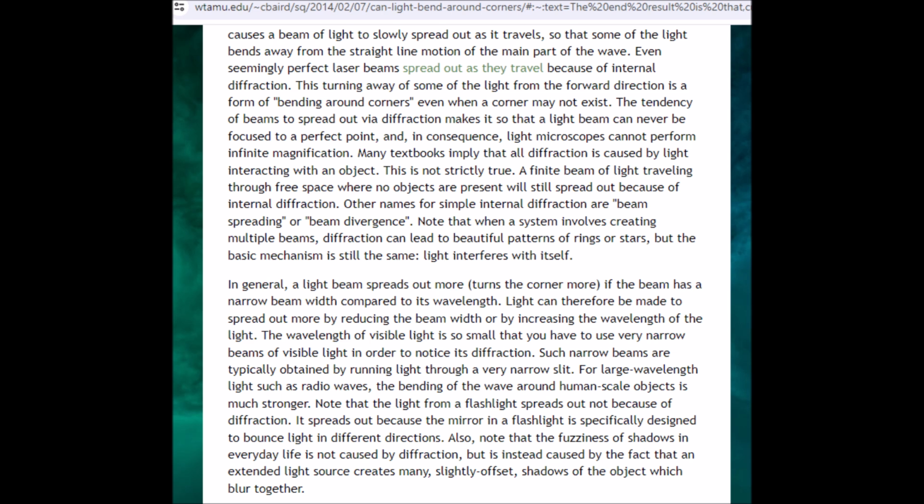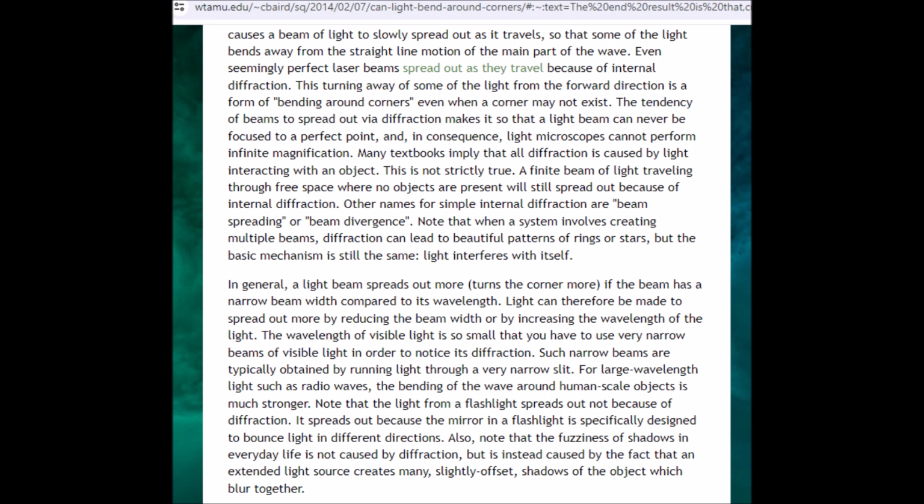Note that when a system involves creating multiple beams, diffraction can lead to beautiful patterns of rings or stars, but the basic mechanism is still the same. Light interferes with itself. In general, a light beam spreads out more, turns the corner more, if the beam has a narrow beam width compared to its wavelength. Light can therefore be made to spread out more by reducing the beam width or by increasing the wavelength of the light. The wavelength of visible light is so small that you have to use very narrow beams of visible light in order to notice its diffraction. Such narrow beams are typically obtained by running light through a very narrow slit. For large wavelength light, such as radio waves, the bending of the wave around human-scale objects is much stronger.